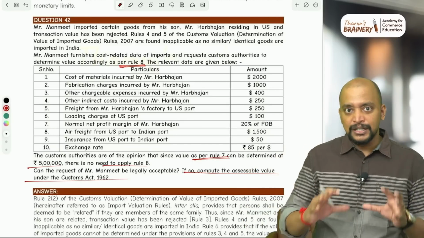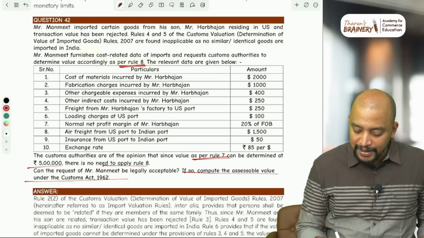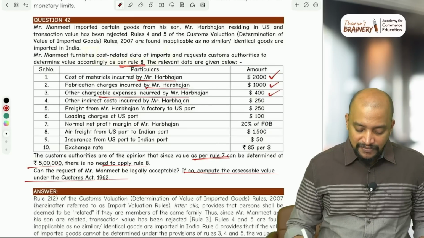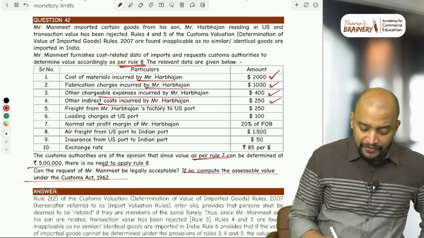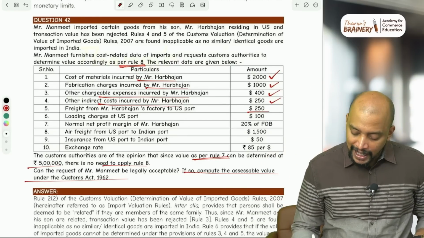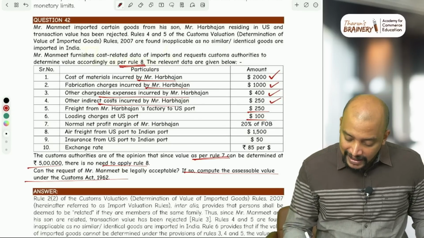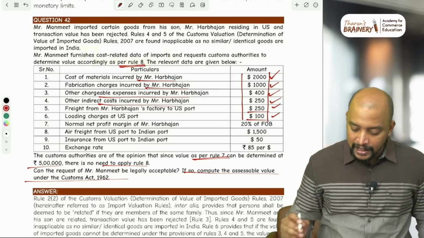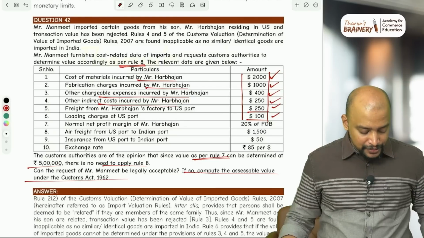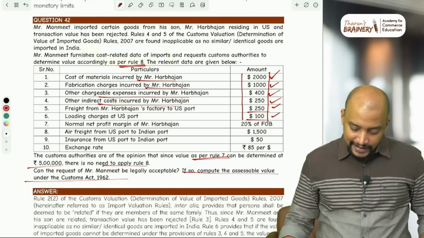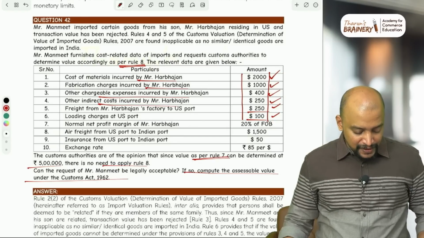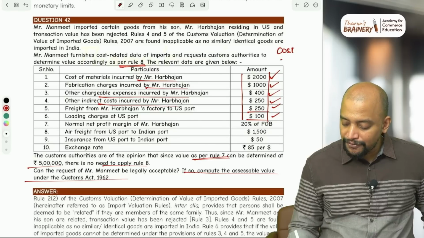This is the treatment. But ICA has done it a little differently, though they arrive at the same answer. So let me give you both ways so that you will get an idea. First, cost of materials incurred by Mr. Harbhajan, $2,000 we will take. Fabrication charges also we will take. Other chargeable expenses 400. Other indirect cost 250. Freight from Harbhajan's factory to US port and loading charges at US port 100. Now everything will be taken, and all this when you add you will get cost. So 2000 plus 1000, then 400, then 250, then 250 and 100. This will come to $4,000. So the cost is $4,000.